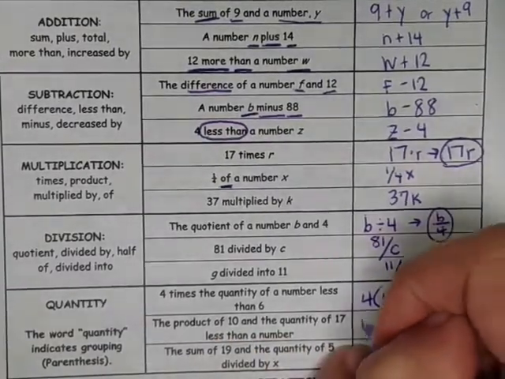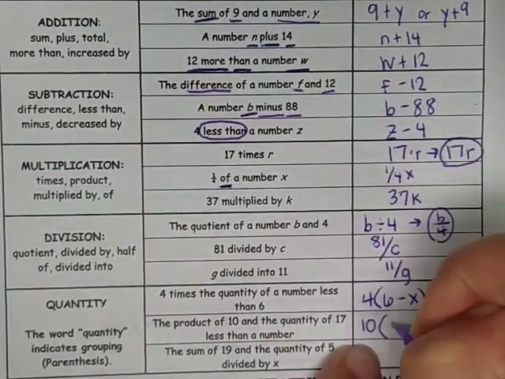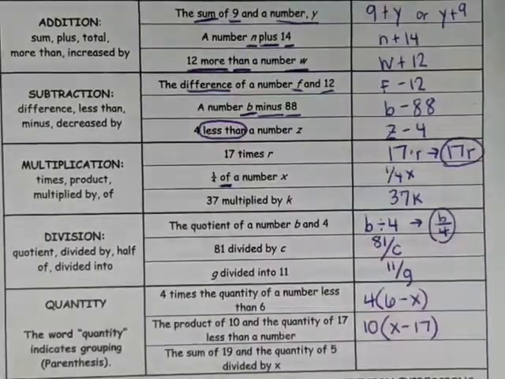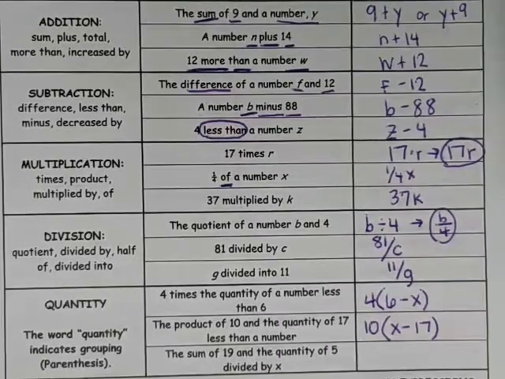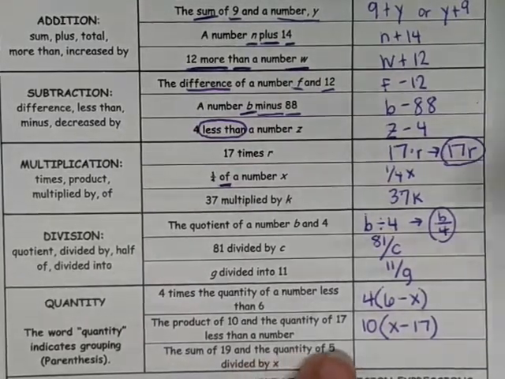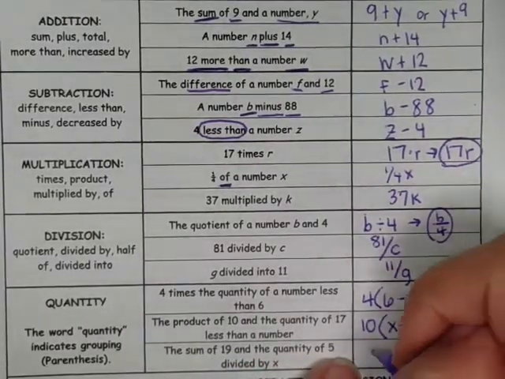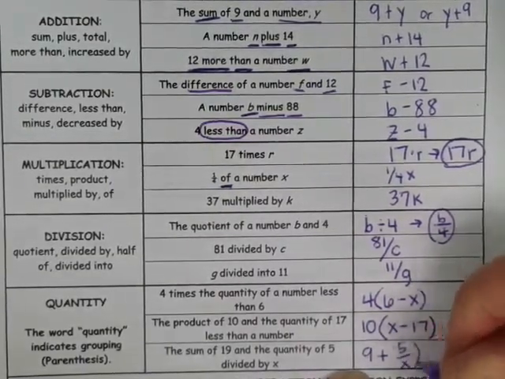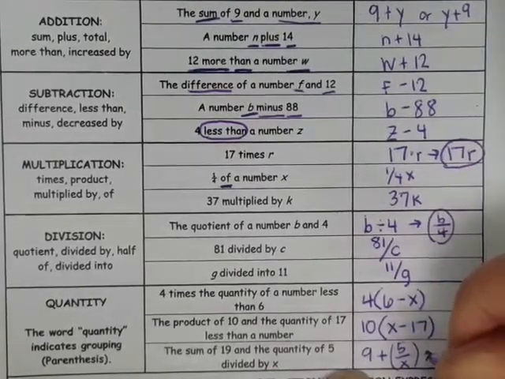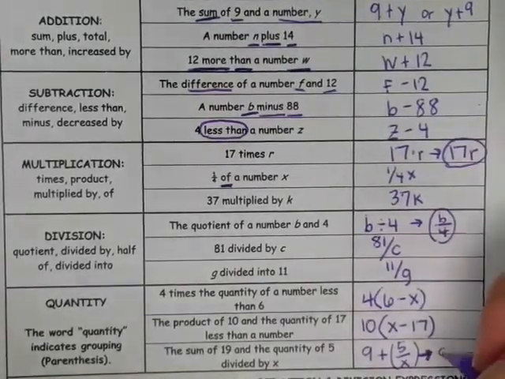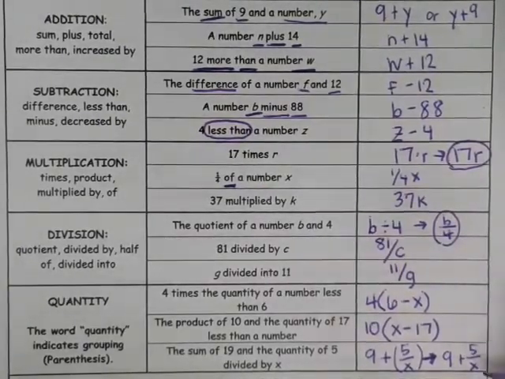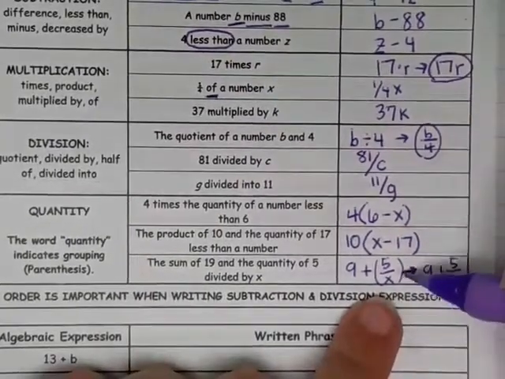All right, the product of 10 and the quantity of 17 less than a number, so a number minus 17. And then the third one, the sum of 19 and the quantity of 5 divided by x. And you could put this in parentheses or you can just have it right here because this really doesn't need parentheses, but you can put it there if you prefer it.